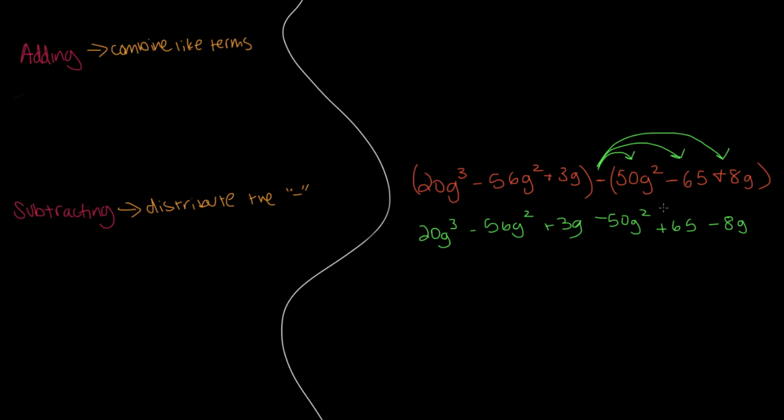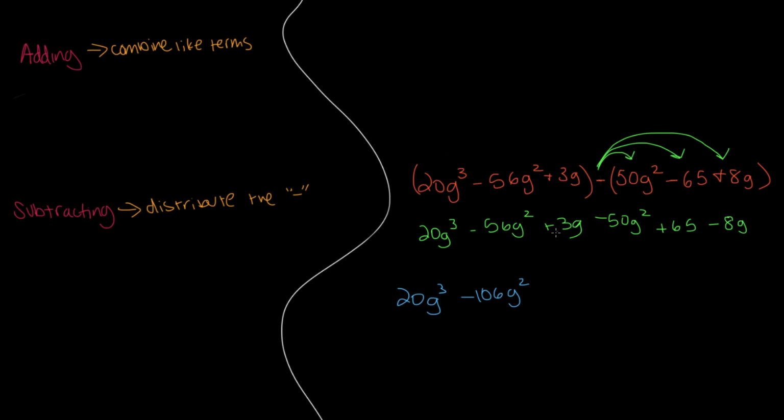So we have 20g to the third, and again, this is the only g to the third term we have, so that's going to be first, 20g to the third. Our next one are the g to the second terms. So we have 56g to the second minus 50g to the second. And so these two are being subtracted. So this is going to be negative 106g squared.